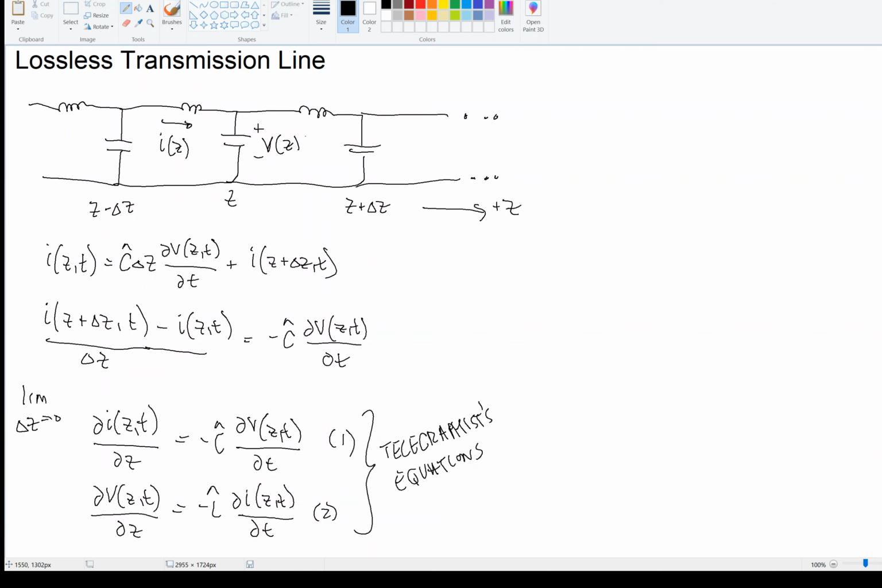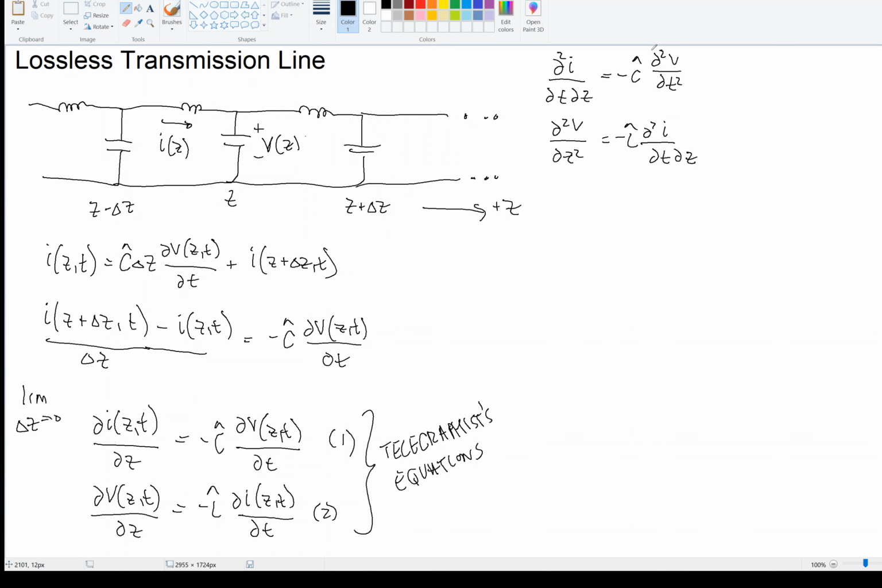Now, if you take equation 1, let's say, and you differentiate it with respect to time, I'm going to drop the dependence here. I'm just going to say d squared I, time derivative, so we have dt dz, is equal to negative c hat d squared v dt squared, like that. And then if you take the z derivative, the spatial derivative of equation 2, then you get d squared v dz squared equals negative L hat d squared I dt dz.